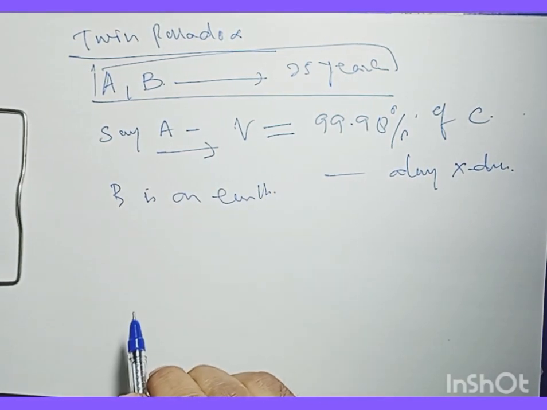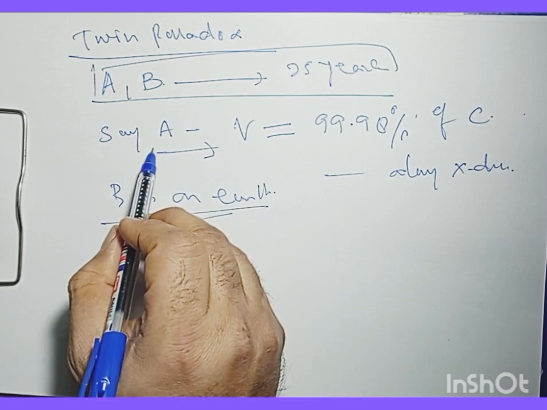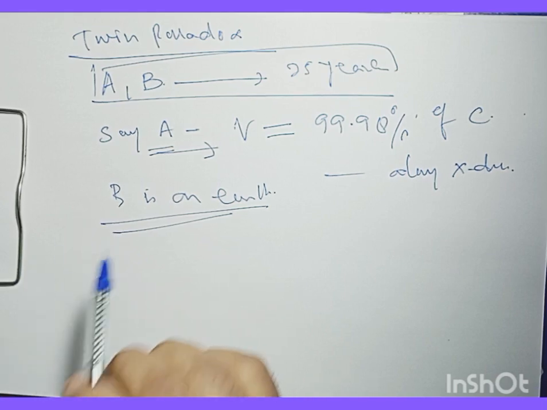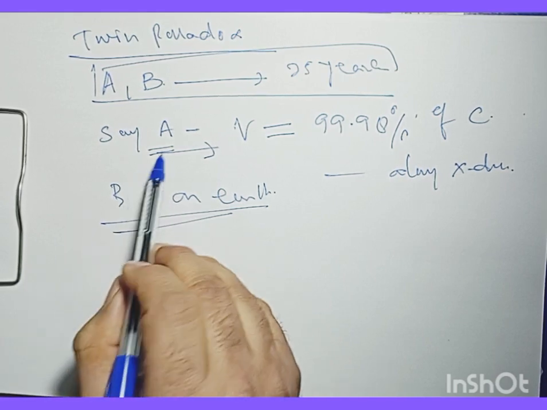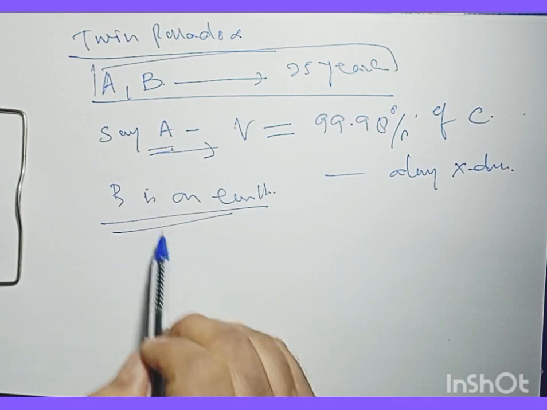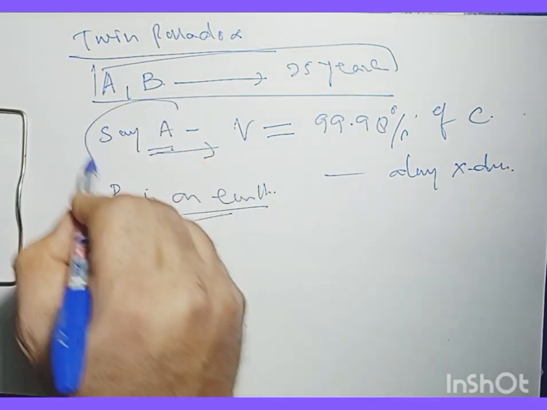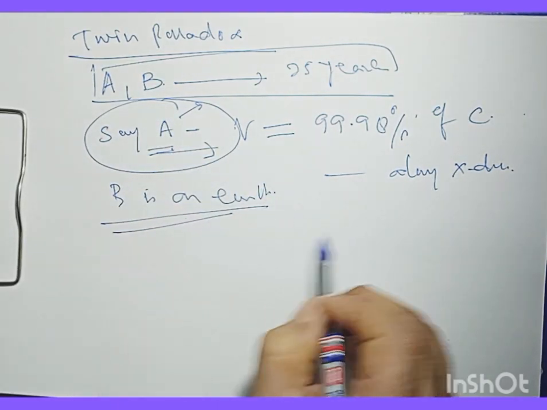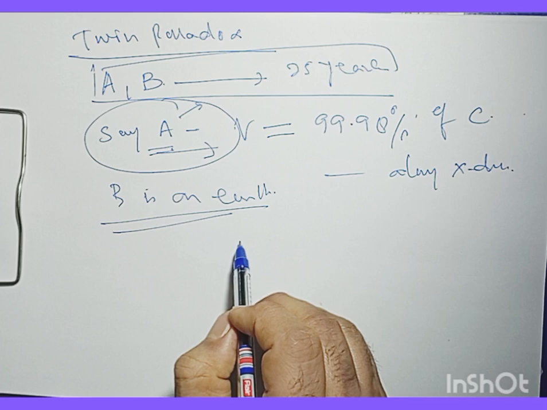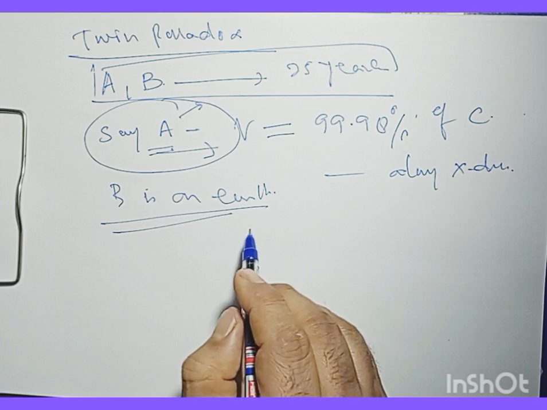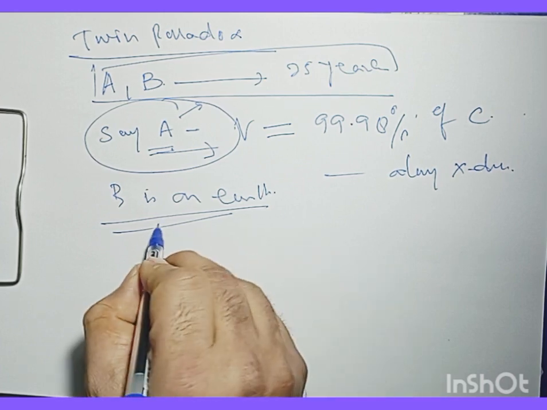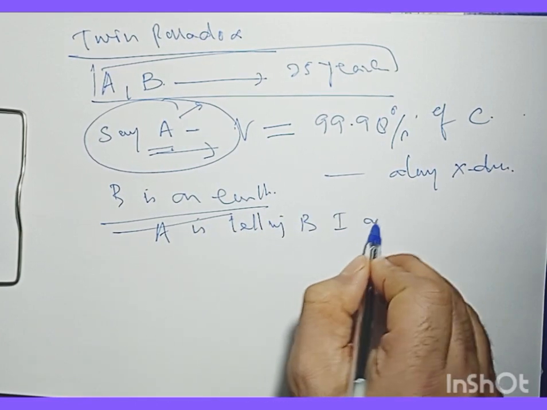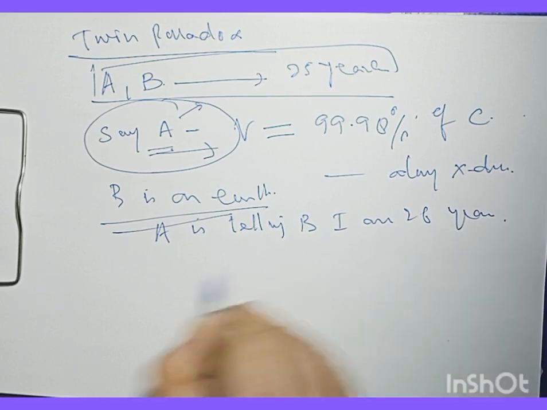B is on Earth, monitoring A. He's monitoring his space travel. Now, twin A comes back to Earth after 1 year, as per his clock. He's carrying a clock, and he is coming back in a year to the Earth. And A says that he is 26 years old. So A is telling B, I am 26 years old.